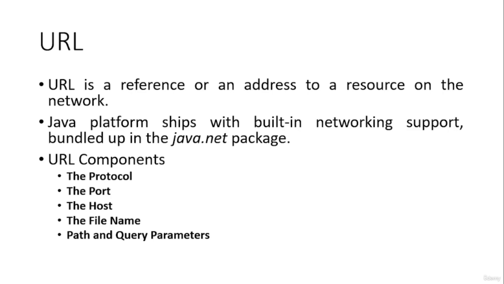The first one is the protocol, which decides which protocol we are using, and next is the port. The port is a specified number through which we will be able to connect to the particular web server. Next is the host, which is the name or address of the particular host. Next is the file name, which is the name of the file which we want to access, followed by the query and path parameters. These are extra values which we will discuss in the programming part.